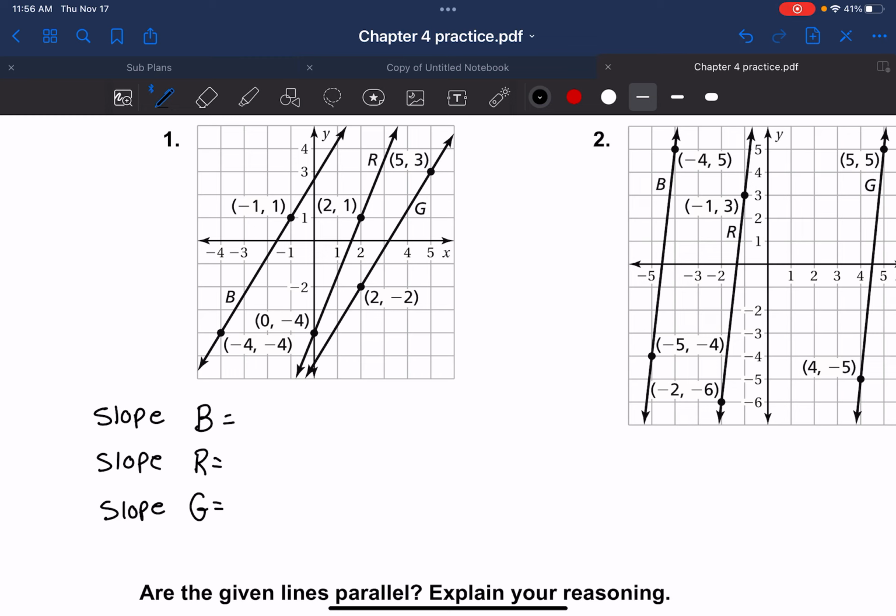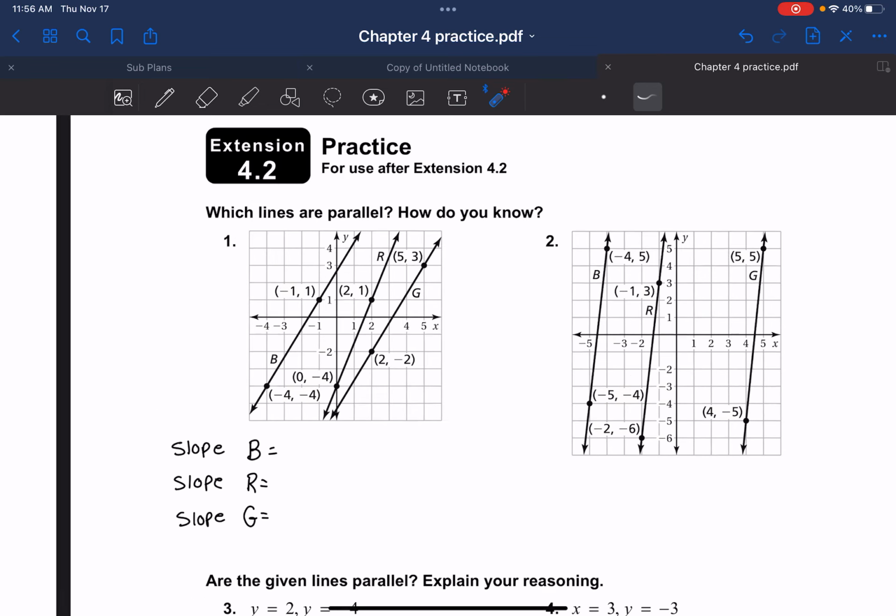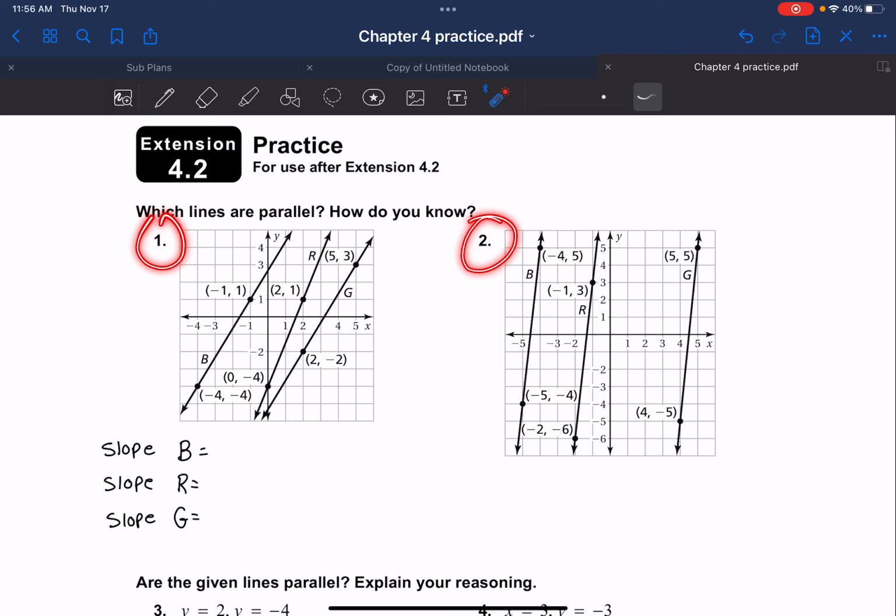So you're going to go through, find the slopes. You find the slopes by starting at one point, seeing how much you need to run, and then how much you need to rise to get to that slope. That would be the slope of B, right? Reduce them if you need to, compare them, find which ones have the same slope. That'll be how you do number 1 and number 2.